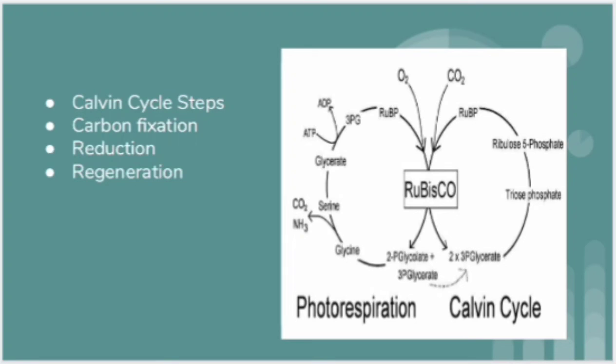Each turn of the Calvin cycle also uses up 3 ATP and 2 NADPH in the process of reducing 3-phosphoglyceric acid to produce glyceraldehyde 3-phosphate and regenerating RuBP, so that they can accept a new atom of carbon from carbon dioxide from the air. This means that to produce a single molecule of glucose, 18 ATP and 12 NADPH molecules are consumed.